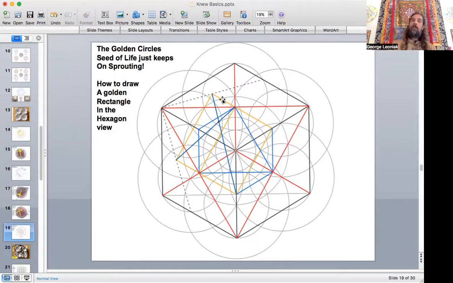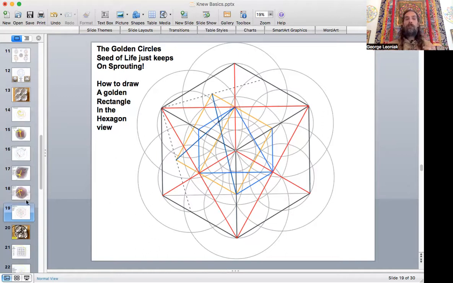That's a golden rectangle drawn in a tilted perspective, probably undone in sacred geometry drawings. But with the golden circles, like I say here, it just keeps on sprouting new possibilities for us to discover. Because when you're working with the phi ratio and golden rectangles or dodecahedron and icosahedron, and phi ratio is mixed in and woven into so many things and patterns, why not put them in the seed of life? You would think the seed of life would have some phi.